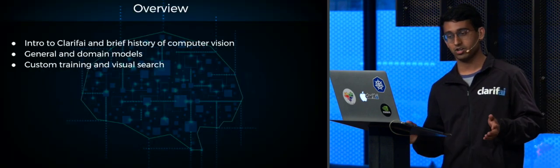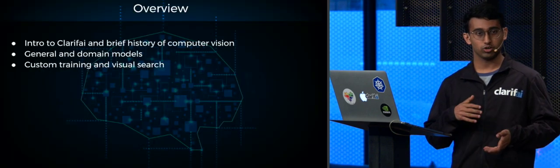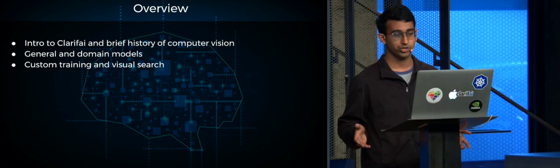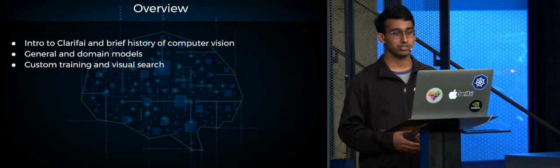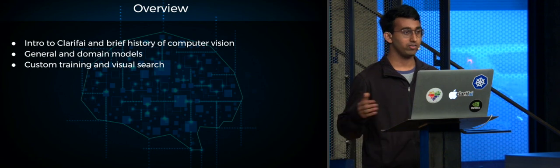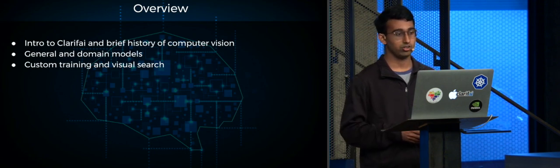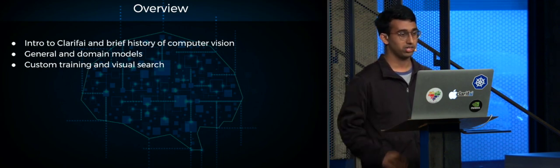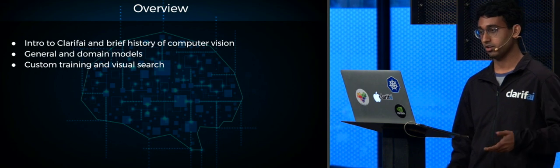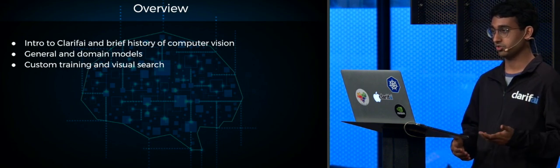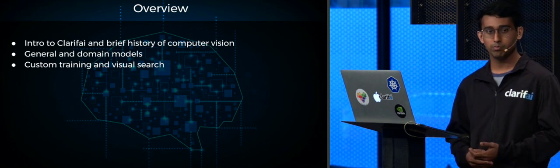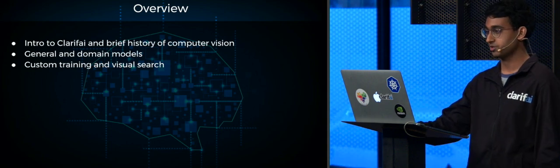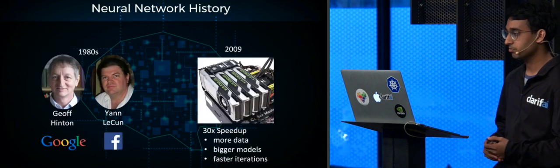So the outline for my talk is going to go something like this. I'll go over a brief history of computer vision and how Clarifai kind of fits into that story. I'll go over our V1 set of APIs, and then I'll talk about our V2 set of APIs that we released recently in October. So the V1 set of APIs are about general and domain models, and then this V2 set of APIs mainly deal with custom training and visual search. So with that, let's get started.